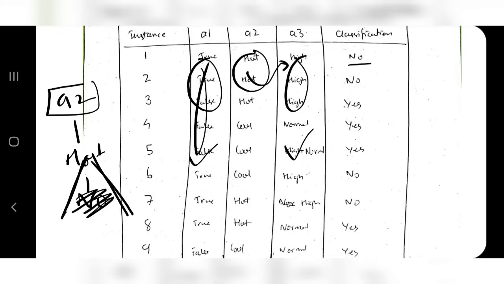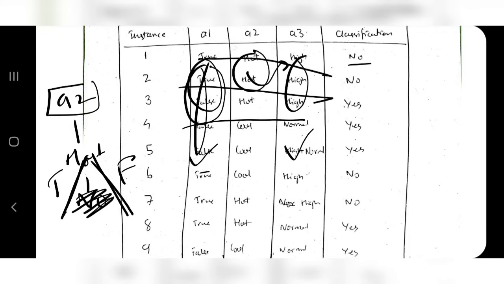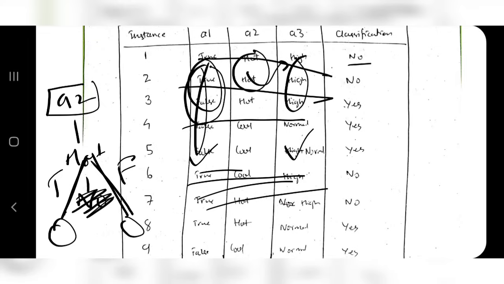For example, if I choose A1, hot has true and false values, then I'll again see whether true has all the no values or false has all the same values. If it is there, I'll write that as such. If it is not, I'll again write a question mark, and the problem is not ending, because I again have the third attribute, I can consider this one. If it is true and high, all places it is no.